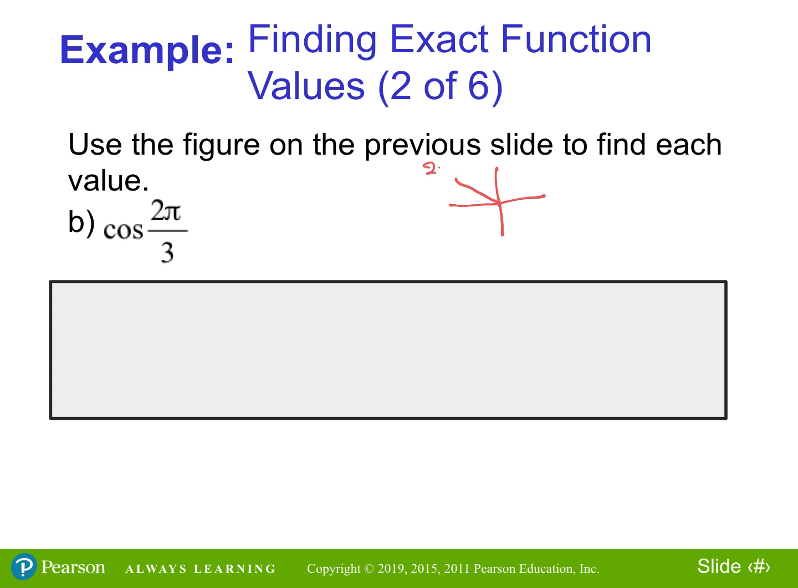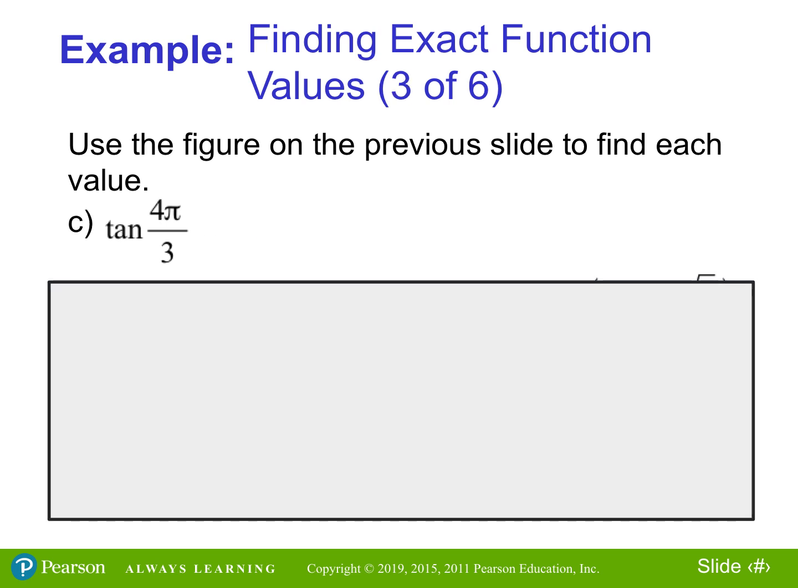2 pi over 3 is actually in the second quadrant as well. I know that when I have denominators or some increments of pi over 3, my coordinate point is going to be 1/2 and the square root of 3 over 2. Now, because I'm in the second quadrant, I also know that my x value is negative. So cosine is an x value. That means that my cosine of 2 pi over 3 is really equal to a negative 1/2.